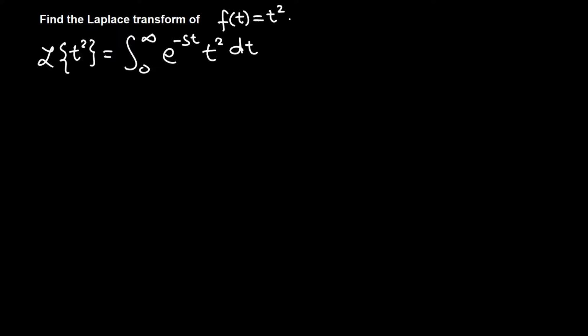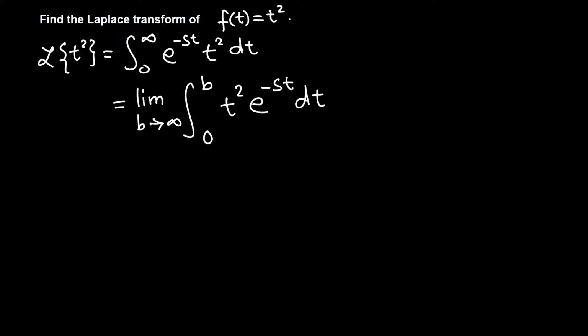Then we need to evaluate this definite integral. So we got a product, so we need to use integration by parts. Okay, and this is infinite, so we need to write down, let's say, from 0 to b, and let b go to infinity, and let me put t squared first and e raised to negative st dt.